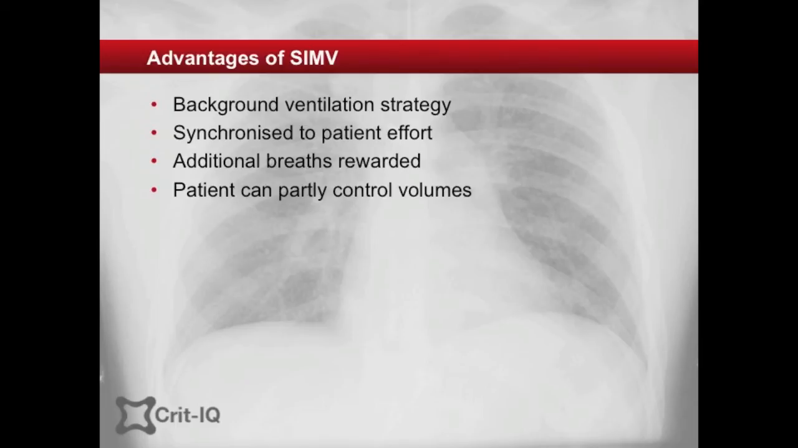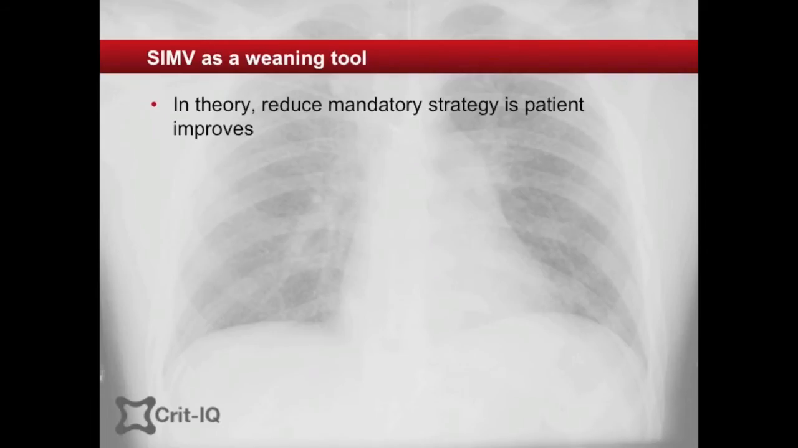SIMV has become so popular due to its versatility and safety that it is the primary ventilation mode in many countries and is the default mode on most ventilators. SIMV was initially developed as a weaning tool, the theory being that as the patient's strength and effort returned, the amount of background ventilation could be reduced. Unfortunately, in the weaning studies done to date, SIMV has been found to be inferior to pressure support ventilation and T-piece trials as a method for facilitating weaning. This will be discussed further in a later vodcast.